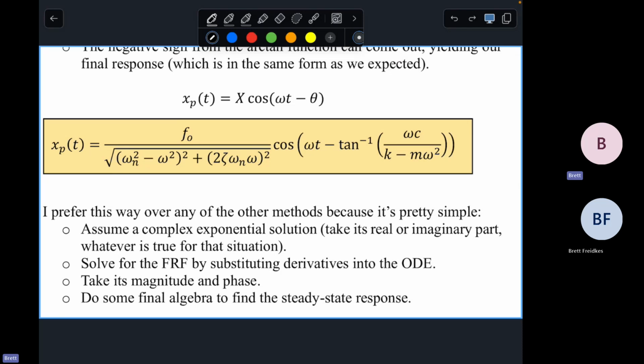Doubts about the complex response method? Yes, that's literally all that happens with the particular solution. Is that okay?